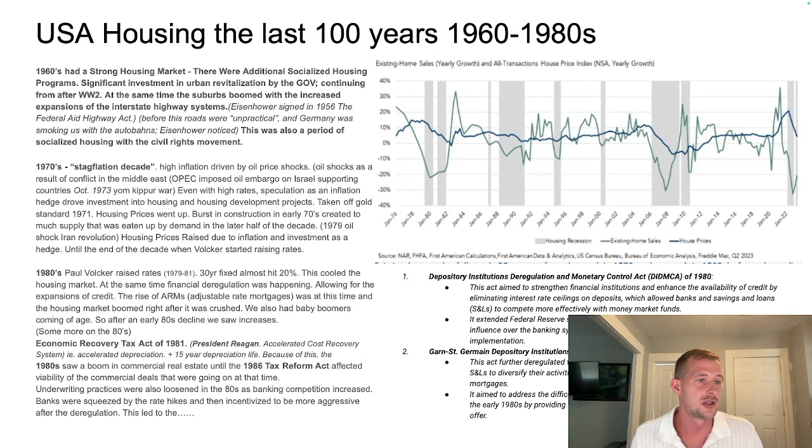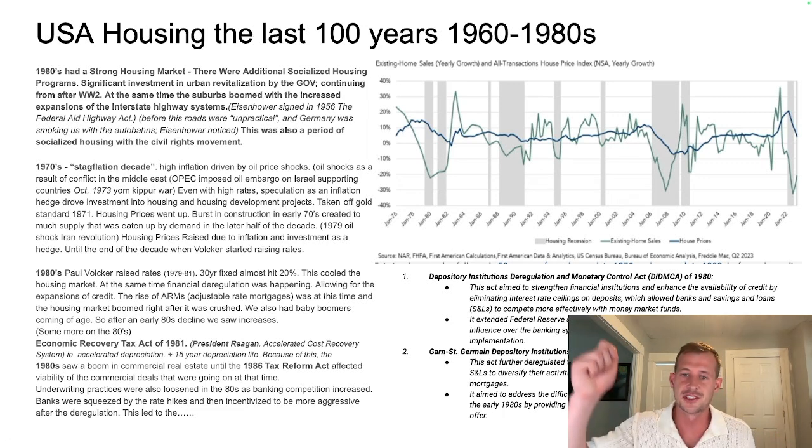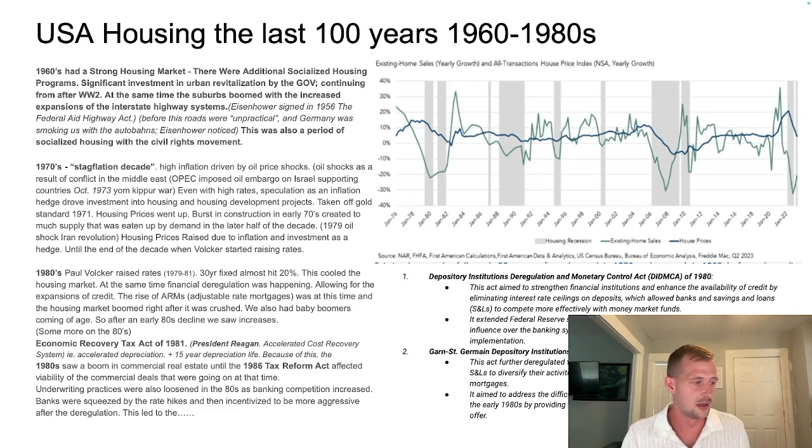As you can see here in this chart, you can see existing home sales drop to negative 20%, and prices really start to drop here as well. So after this time, I guess I should just read this slide, because underwriting practices were also loosened in the 80s as banking competition increased. So when you see interest rates go up like this in the late 70s and 80s, you see banks really get squeezed, and they have to figure out how to attract more deposits, all that type of thing, right?